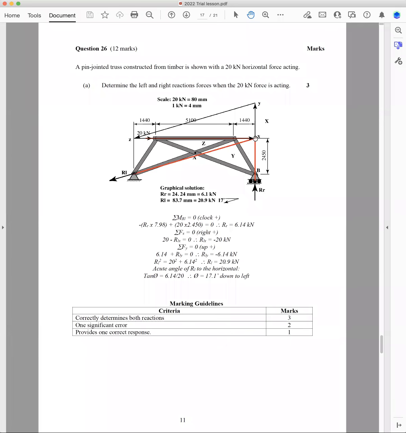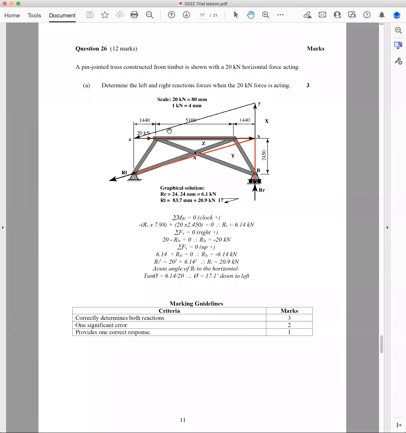It's got to go through X, so that goes up. We don't know how far it goes up. And then this last force is this force here, which is YZ. It's got to go through Z. So you just transfer that angle up there and you'll find Y. And so straight away, you've got your right reaction and your left reaction there.